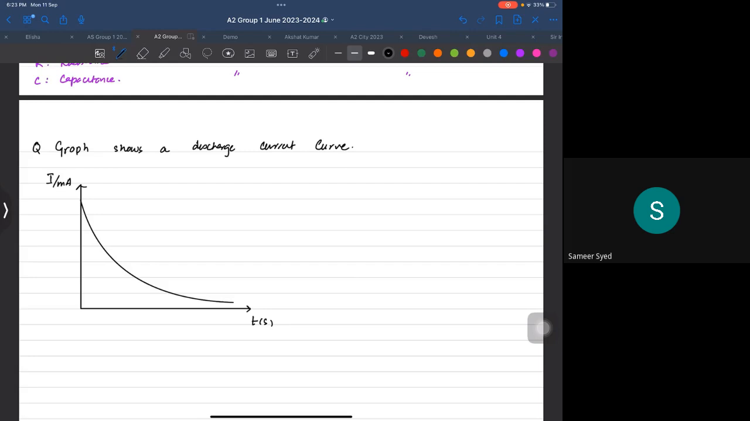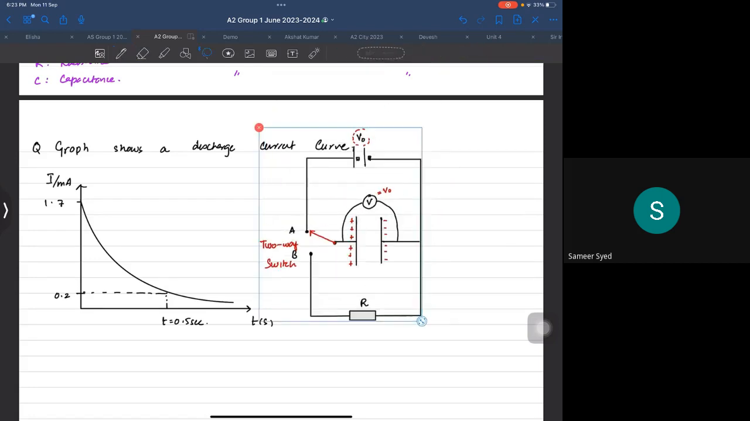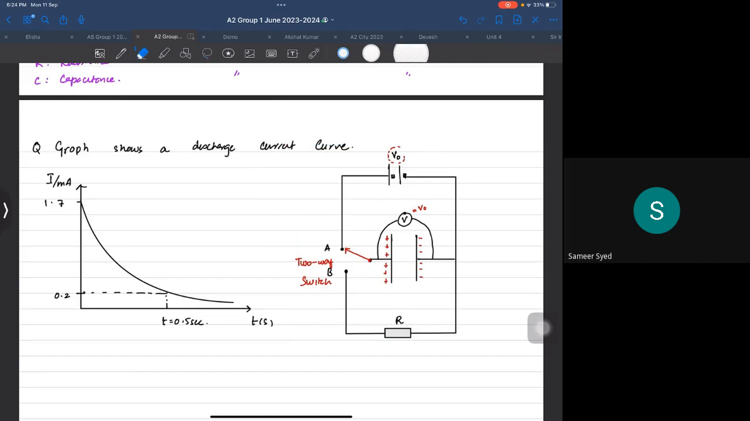The maximum current here is 1.7, and at one point where it becomes 0.2, at that point the time is 0.5 seconds. All right, so this is the graph. Now, the configuration they've shown here is like that.